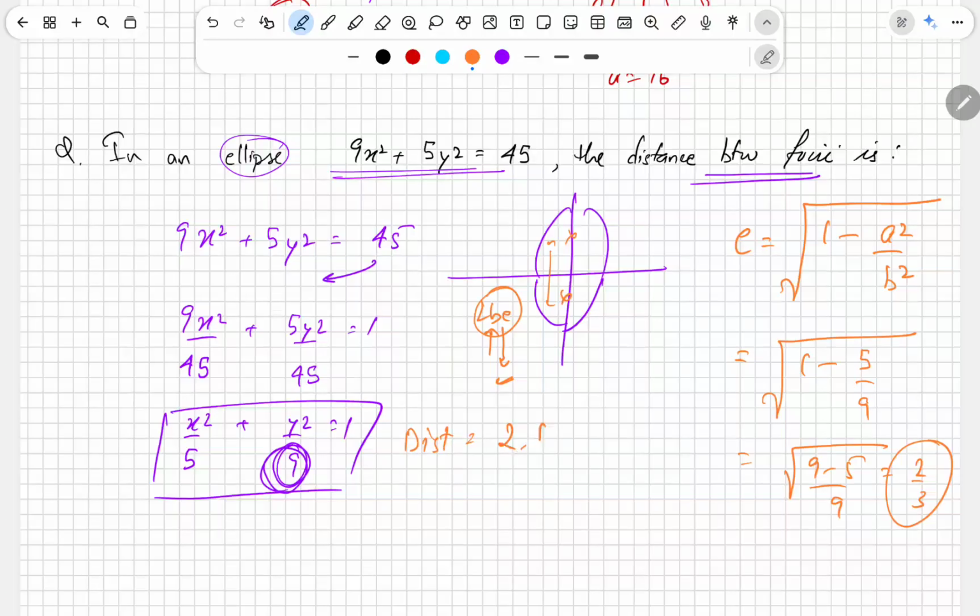Distance between foci is 2 into B into E. 2 into what is B? B is 9. So I'll write down 9 under root. Then E is equal to 2 by 3. Root 9 cancels 3. I'll get 4, which is the answer to this question.